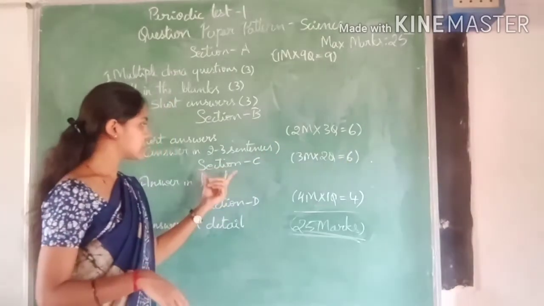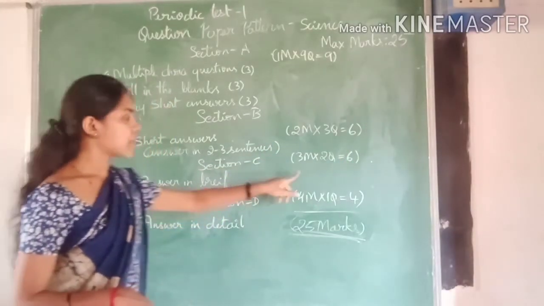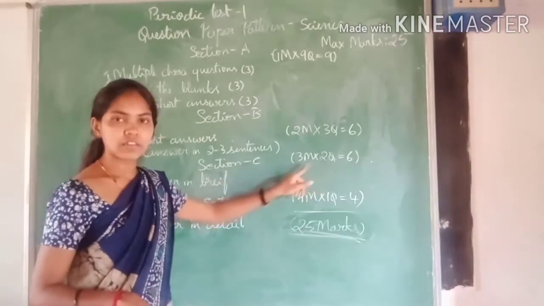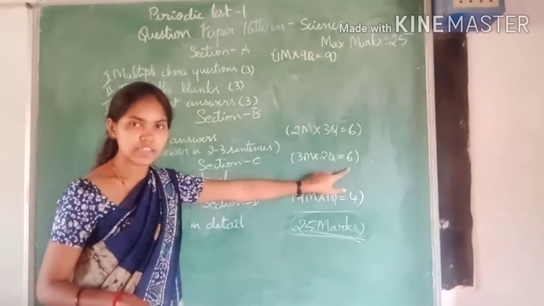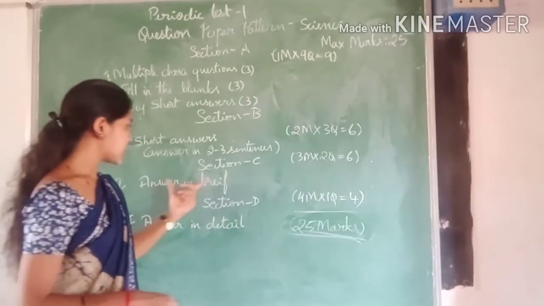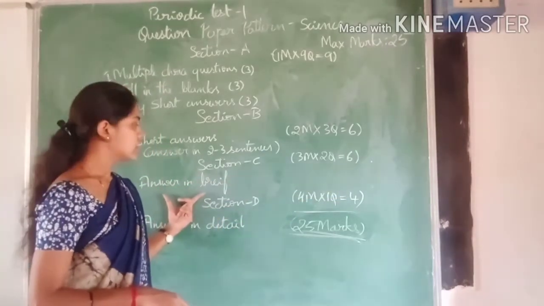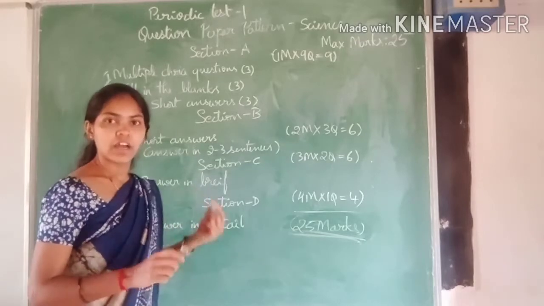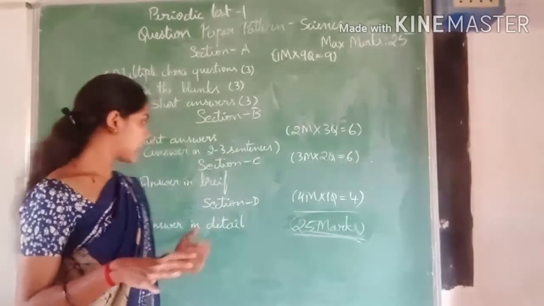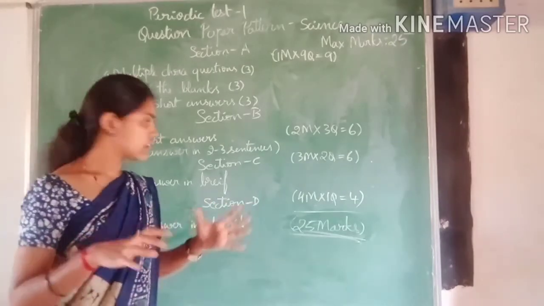Then in section C, 3 mark questions will be there. 2 questions, 3 marks each, total 6 marks. In section C you have to answer in 3 sentences. Okay, answer in brief, only 2 or 3 sentences, only that much. Don't write a paragraph answer.